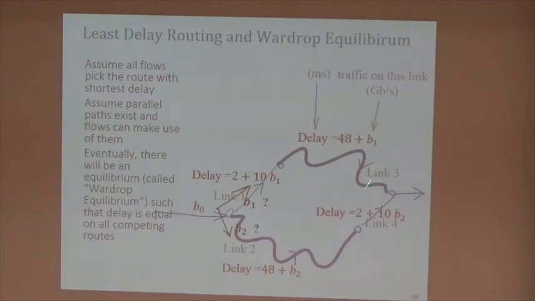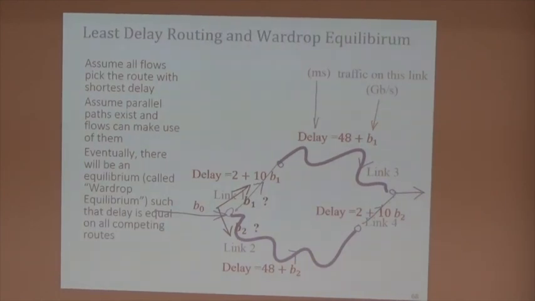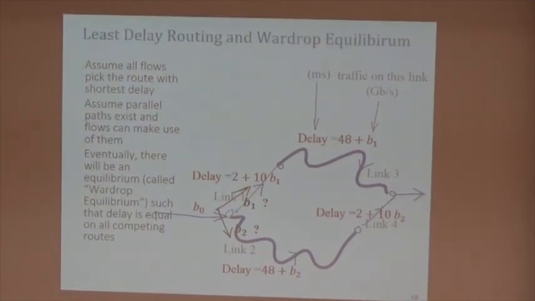Assume I have a network and flows have some information of the delay, or the routers have costs that reflect the delay, the queuing delay, and the shortest path routes are the routes where the queuing delay is the minimum, right? Or let's say the queuing plus transmission delay.